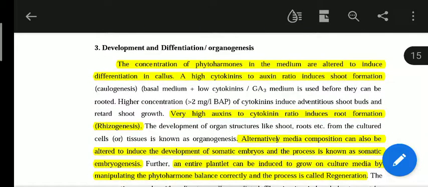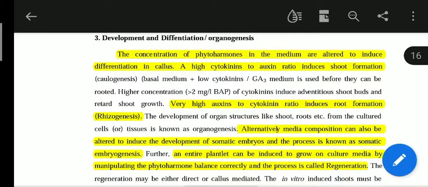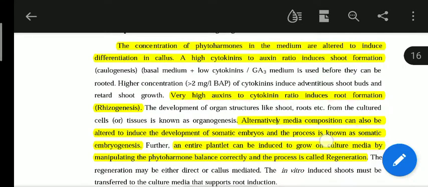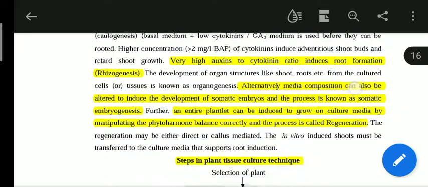Now coming to the third point, development and differentiation, or organogenesis. The concentration of phytohormones in the medium is altered to induce differentiation in callus. As friends, you already know that a high cytokinin to auxin ratio induces shoot formation, and the reverse, a high auxin to cytokinin ratio, induces root formation.